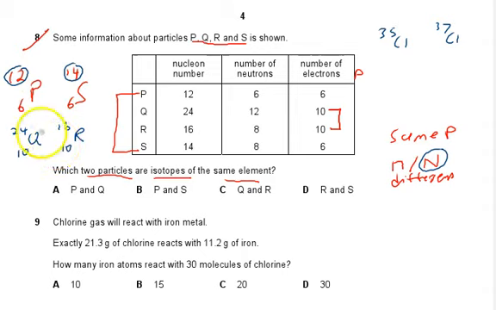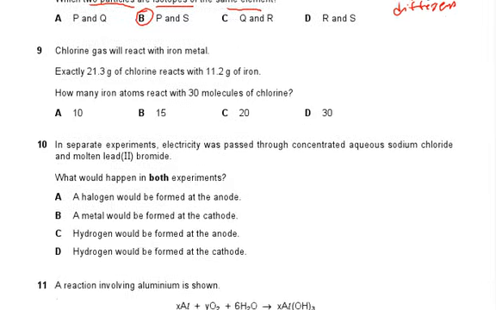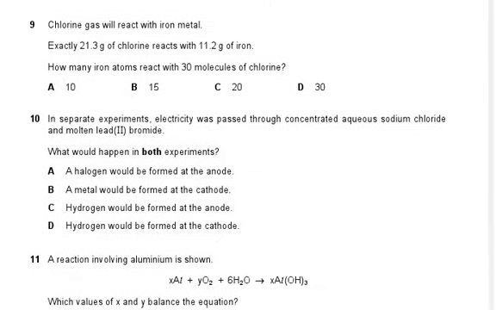But if you look at Q and R, the range here is quite far. So this one most probably cannot be from the same element. So your best answer here will be P and S, which is B. Now we'll move on with number 9.